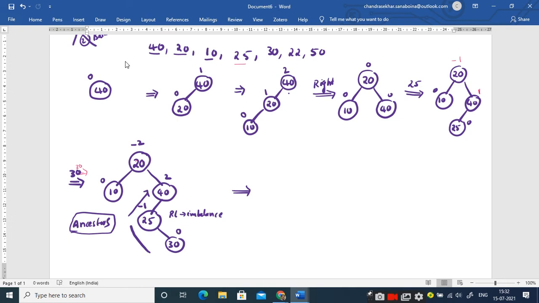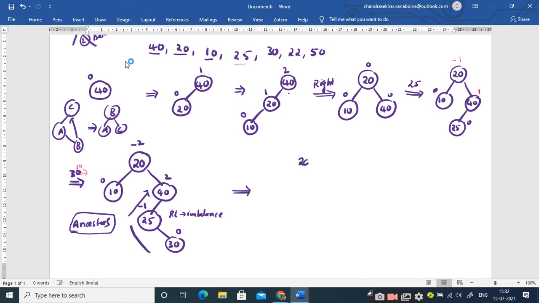What is the simple technique that I have given? For example, if I have A, C, A and B. So what is the last step I have got? It is BAC. A and C. That means B should be made the root node. So what is B here? It is 30. So I should push this 30 towards its parent.